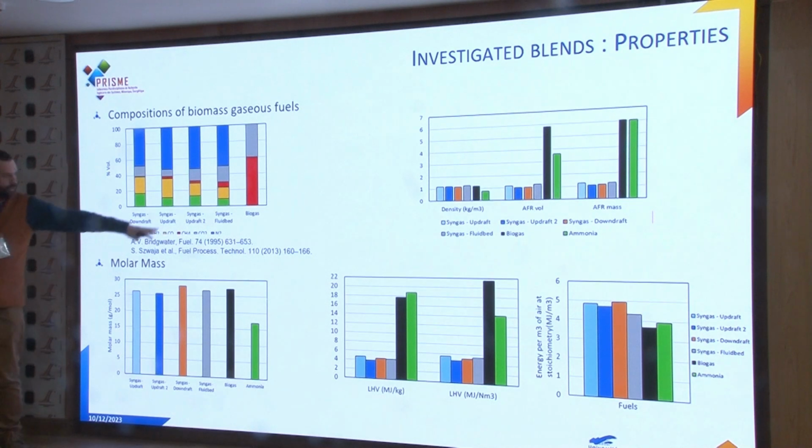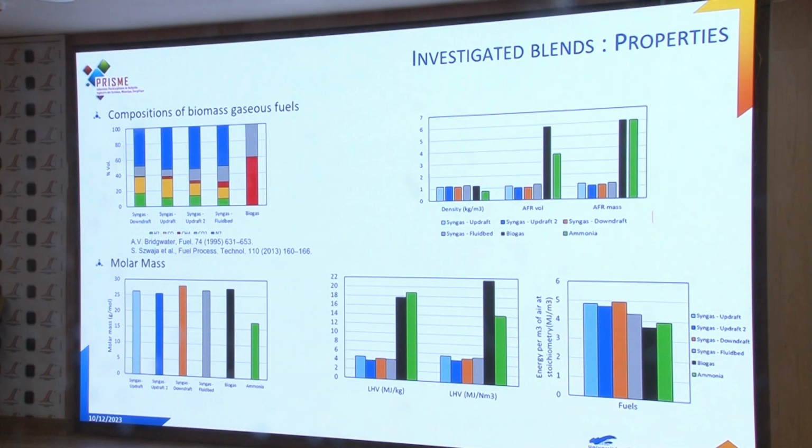And another one, the updraft 2, is more representative of a sewage sludge gasification. And we can compare this to biogas, which is mainly 60% of methane and 40% of CO2. So you can see in terms of density, they are globally all equivalent. Regarding the air-fuel ratio, for those syngas, it's about 1 kilogram of syngas per 1 kilogram of air.